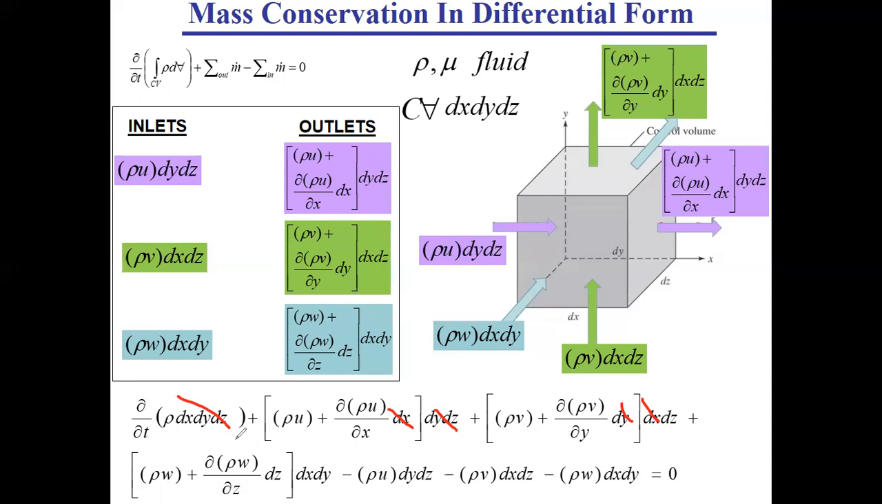You have to first remove the dx dy dz. Before removing it, you can do a simplification. Here you have plus rho u dy dz, and here minus rho u dy dz, which will cancel out. Then plus rho v dx dz minus rho v dx dz will cancel out too. So you can drop this term, and you have rho w dx dy and minus rho w dx dy, which will cancel out.